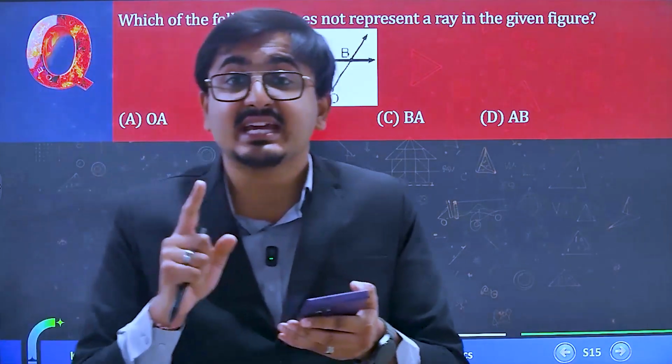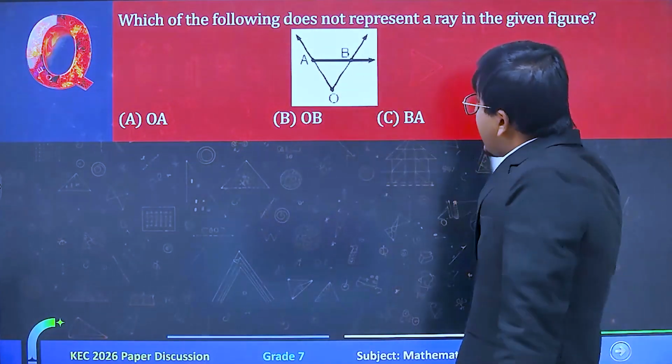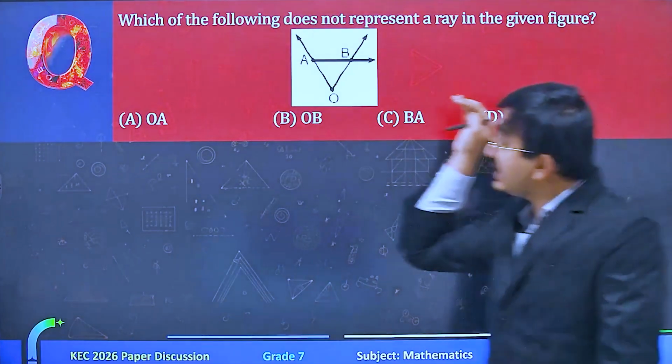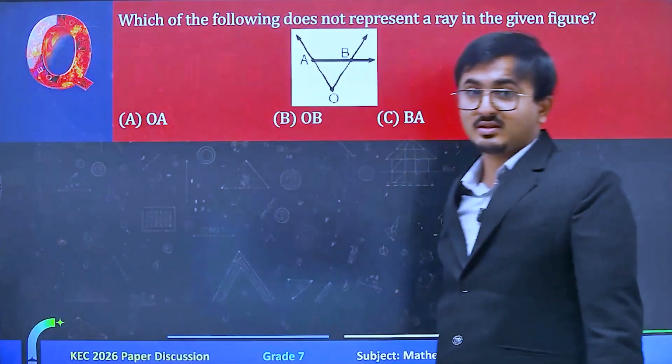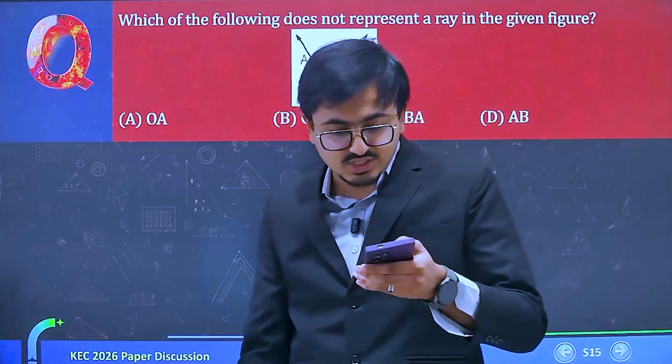Direction. Okay, direction is the answer which I am looking for. See, the AB direction is towards this side, and BA direction will go towards that side. Okay, are you getting my point? So the direction will change.